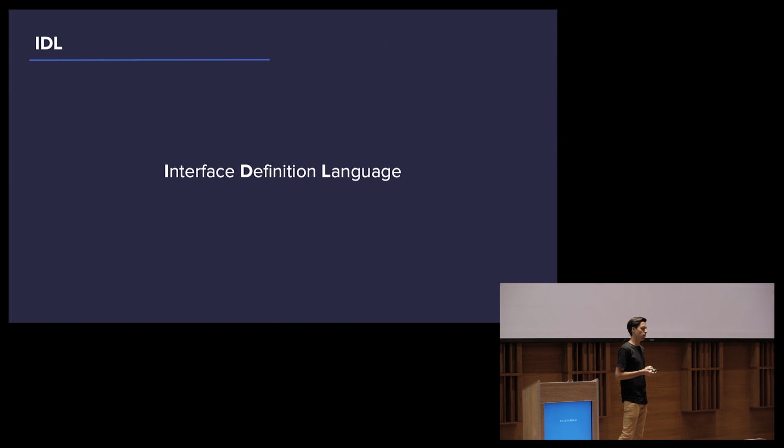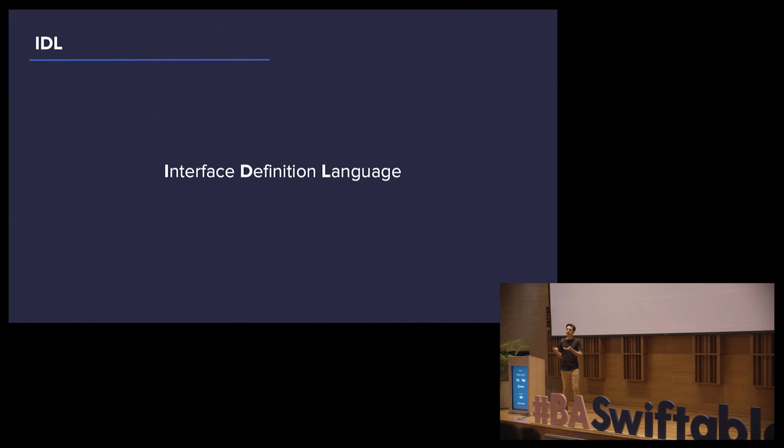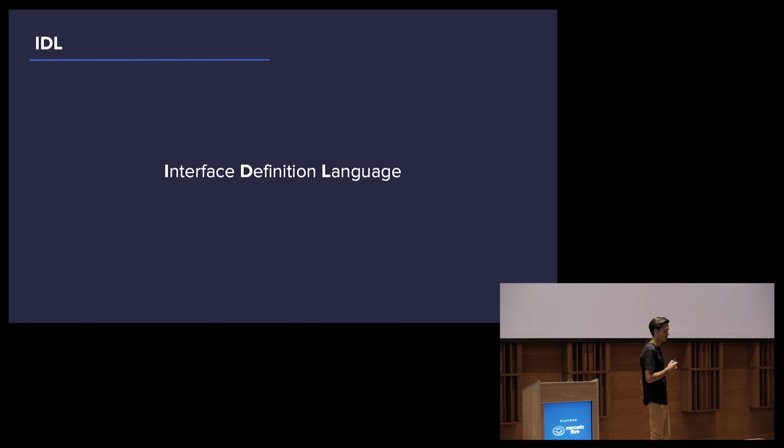IDL stands for Interface Definition Language, and it's more or less a concept that allows you to define the structure of APIs in a language-agnostic way. So it's not Swift, it's not Kotlin, but it's something that is abstract enough that's very easy to read and can be translated into multiple different languages.